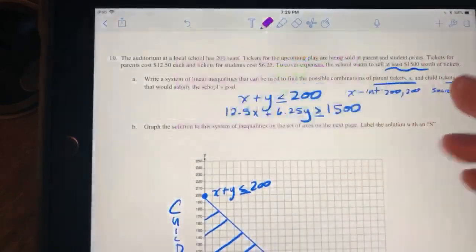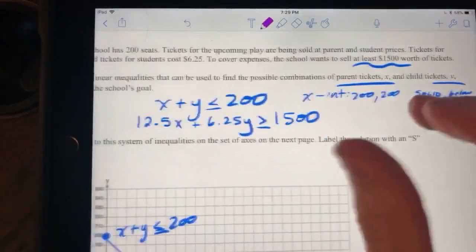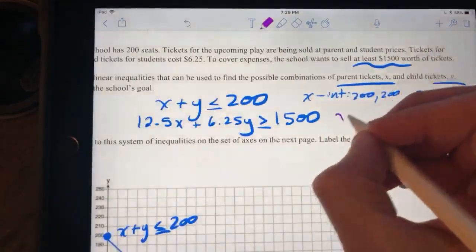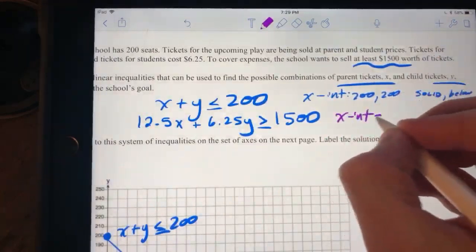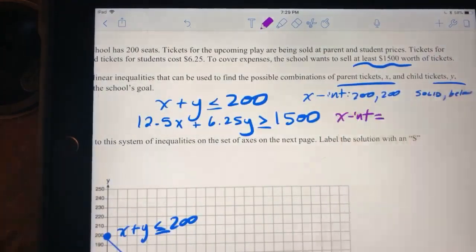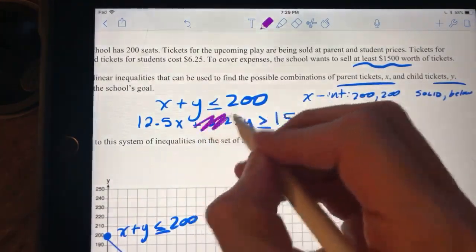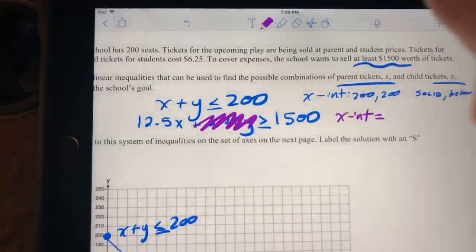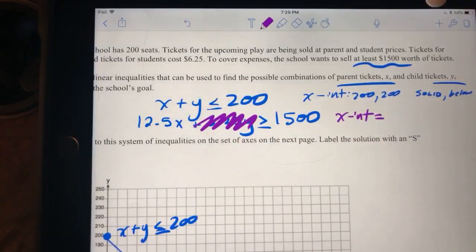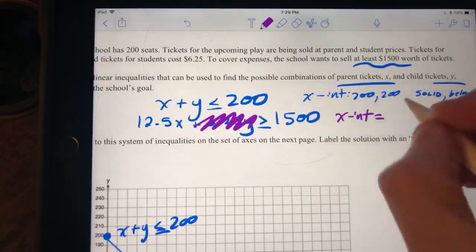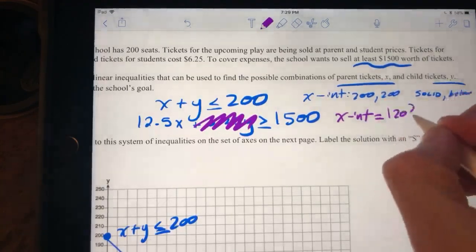The top one wouldn't be too bad if you got it in Y form. But with the top one, we want to find our intercepts by pretending the other variable isn't there. So for x, for the x-intercept, pretend it didn't say 6.25y, right? And you just solve this by dividing 1,500 by 5. The x-intercept would be 120.